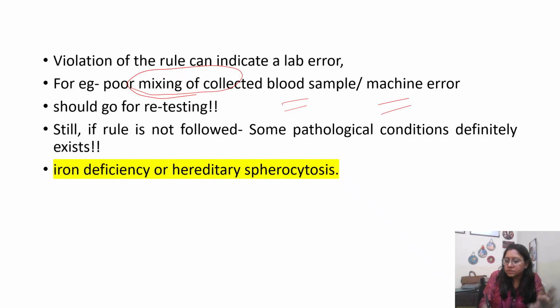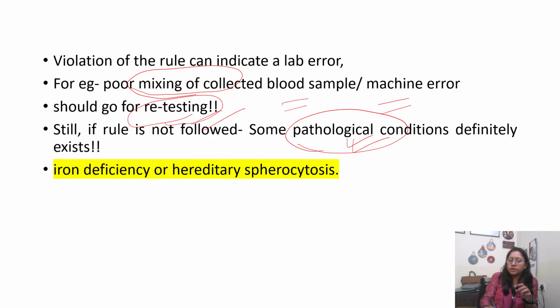You have to mix the blood properly, and you have to check your machine, whether the quality controls are going on correctly or not, or whether there is any calibration error. So all those things you have to remove, and then go for your retesting. After checking, if still after retesting, or after you have fed another sample, resampling of the patient is done and retesting is done, you have ruled out your pre-analytical error or machine error, then even if the rule is not followed, it means a certain pathological condition is there in the patient.